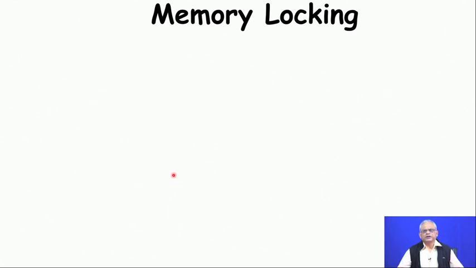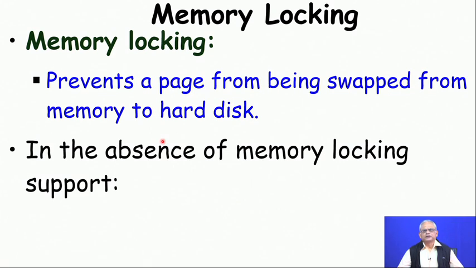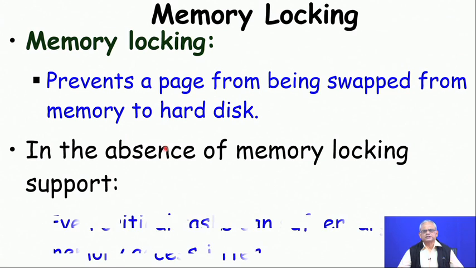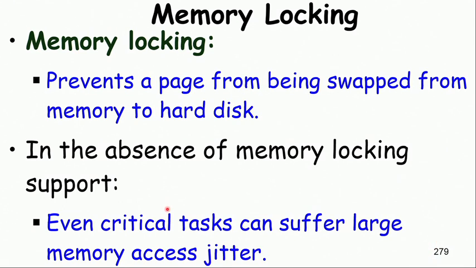If virtual memory is supported by a real time operating system, then we need the memory locking feature. In the memory locking feature, the programmer can lock a memory page. It prevents the page from being swapped from the memory to the hard disk, and therefore, the jitter in memory access reduces. In the absence of memory locking support, even the critical tasks can suffer large memory access jitter, and therefore, the task scheduling has to be extremely conservative, and still the tasks may miss their deadline because of this memory access jitter.